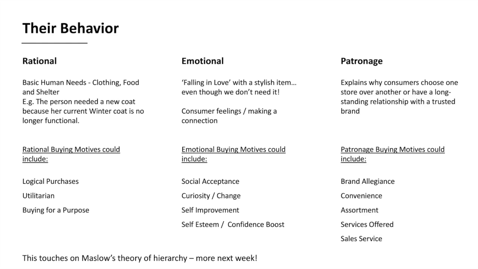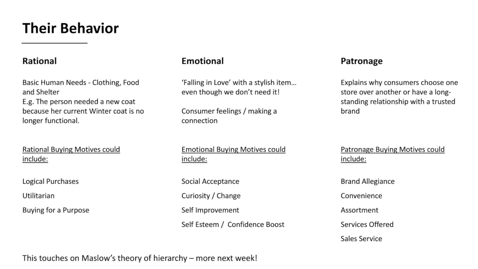Then finally, you've got that patronage buyer, which explains the consumer who chooses one store over another. They become loyal to that in the longer term. Quite often somebody who shops at somewhere like John Lewis becomes a real patronage buyer. They'll keep going back. They know there's always good service. They know they can always return easily. They can trust the quality of the buys that are there. So a patronage buyer could include brand allegiance, the convenience of shopping at a store like John Lewis where there's that trust. They've got a good assortment.